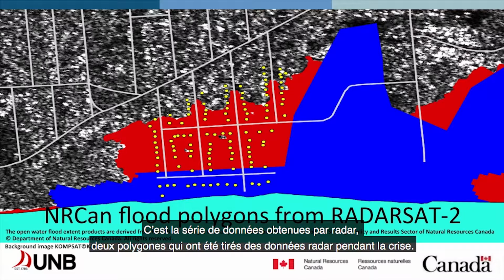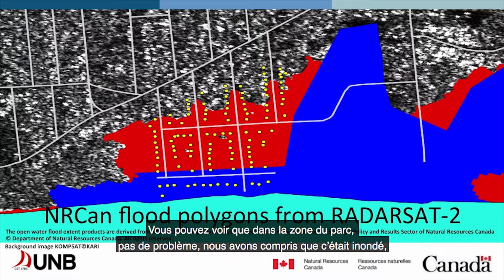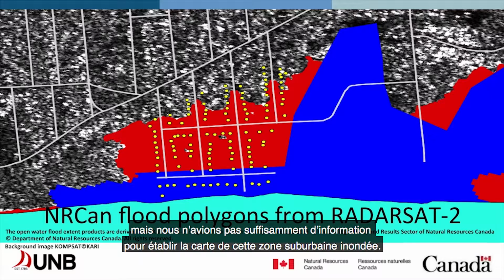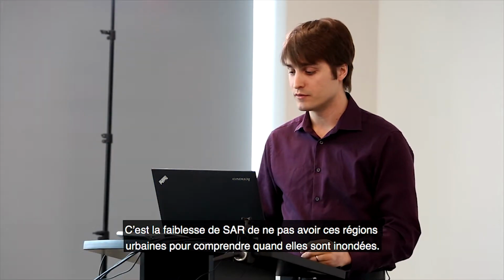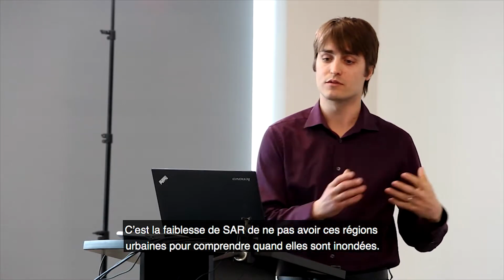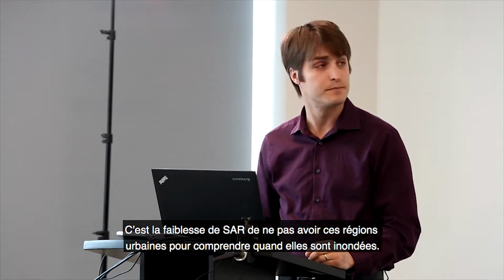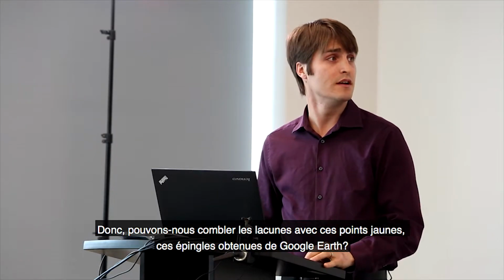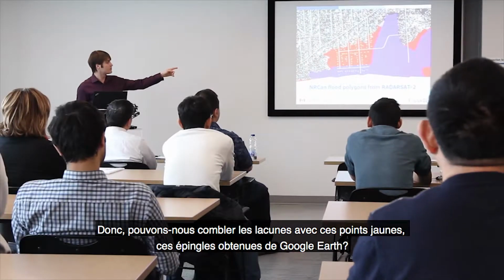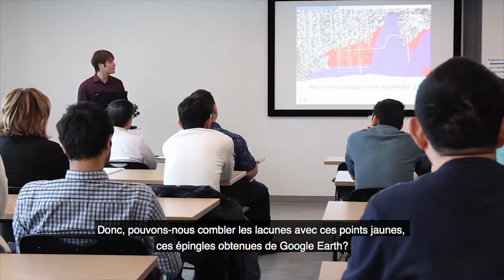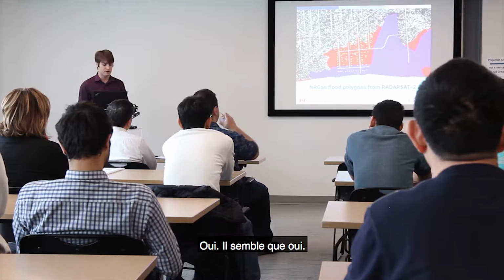This is the RadarSat-2 polygons that was extracted from the RadarSat-2 data during the crisis. And you can see that in the park area, no problem. We understood that that was flooded, but we just didn't have enough information to map that suburban area that was flooded. So that's a shortcoming of SAR, is that we can't really get those high-res or get those urban areas to understand when they're flooded. So can we fill in the gaps with those yellow points, those pins we dropped from Google Earth? Yeah, it kind of looks like we can.